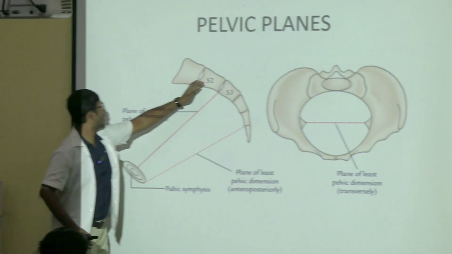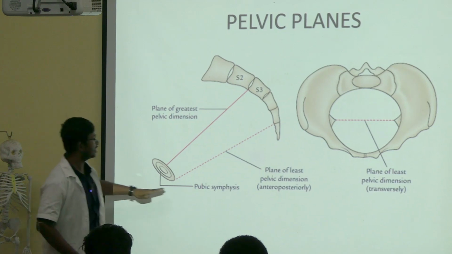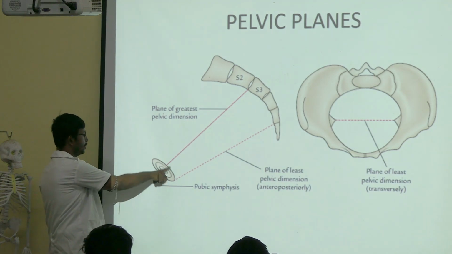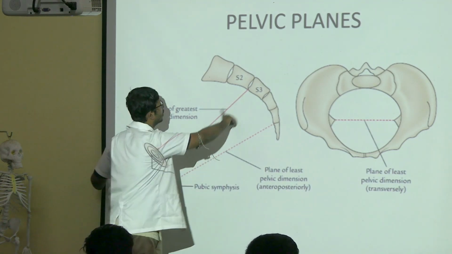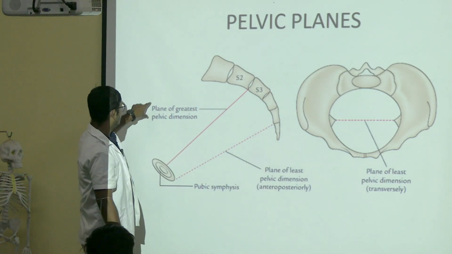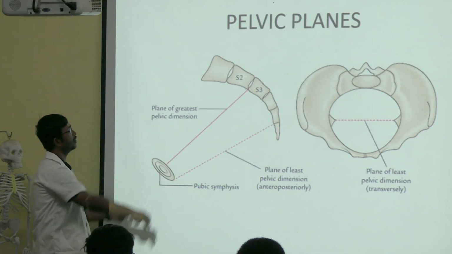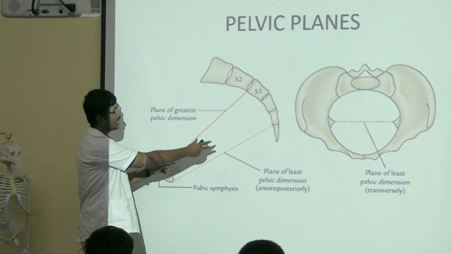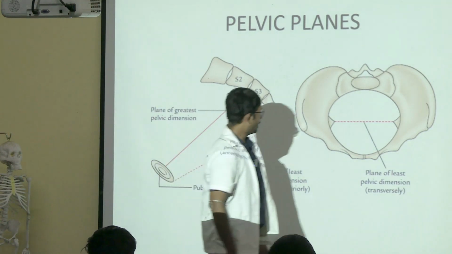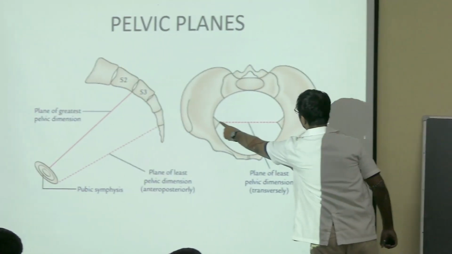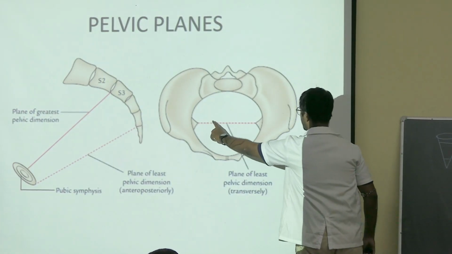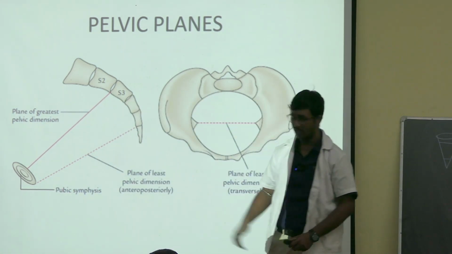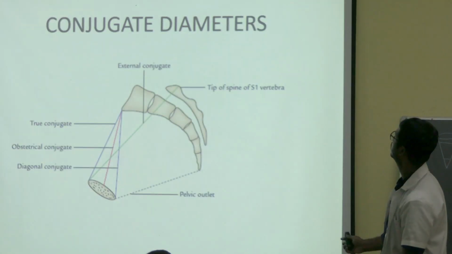See that this is the plane of greatest pelvic dimension and this is the plane of least pelvic dimension. Greatest pelvic dimension is from the posterior surface of your pubic symphysis up to your S2, S3 vertebra. Why is this greatest pelvic dimension necessary? Because here the baby can easily pass through. But this is the plane of your least pelvic dimension, so here there can be a certain kind of obstruction. This is your ischial spine, so this is forming your transverse plane of least pelvic dimension, and this is your longitudinal or anteroposterior plane of least pelvic dimension. Just see these pictures once and forget.